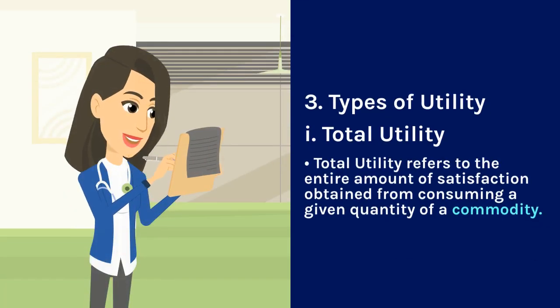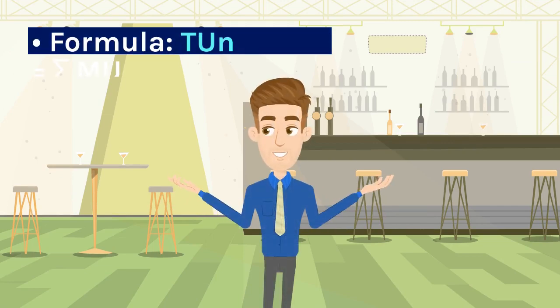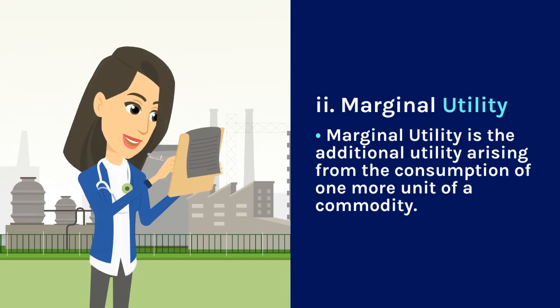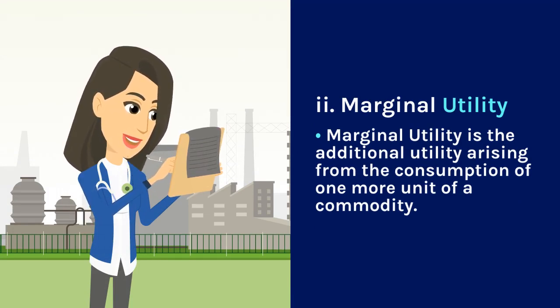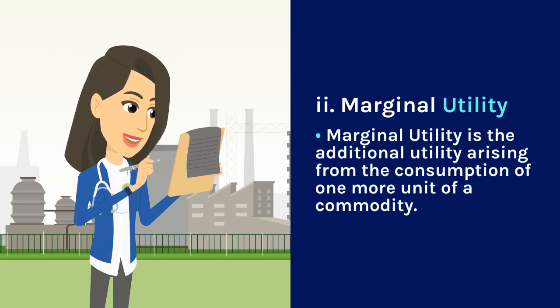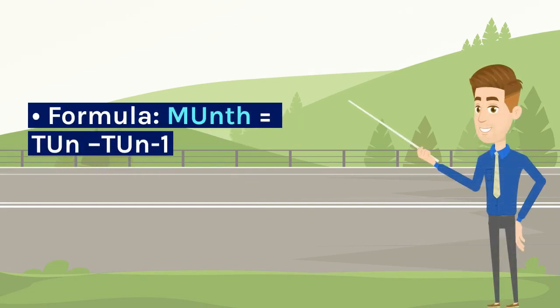3. Types of utility. 1. Total utility. Total utility refers to the entire amount of satisfaction obtained from consuming a given quantity of a commodity. Formula: TU equals sum of MU. 2. Marginal utility. Marginal utility is the additional utility arising from the consumption of one more unit of a commodity. Formula: MU equals TUn minus TUn-1.